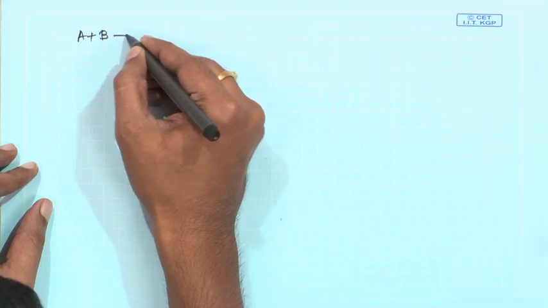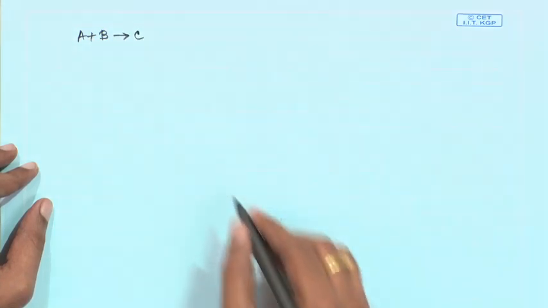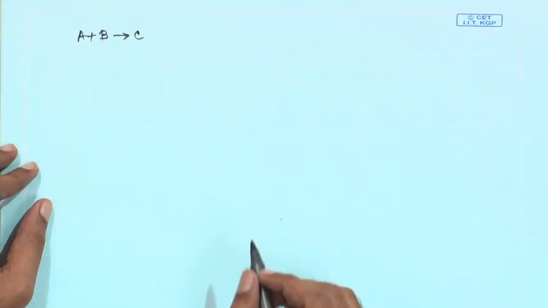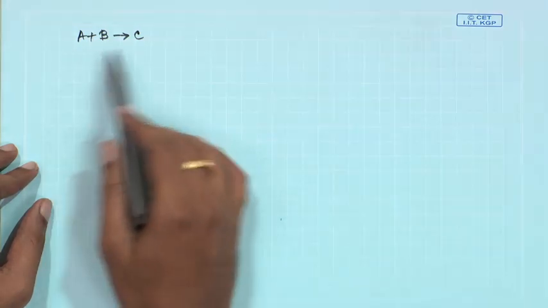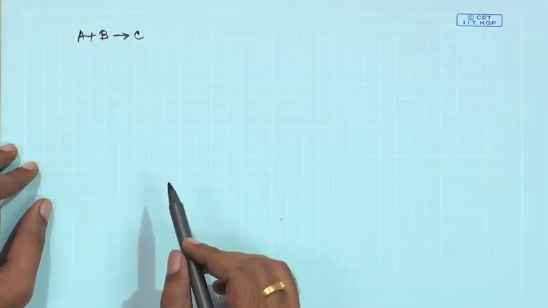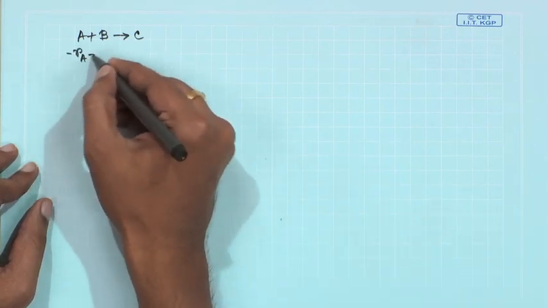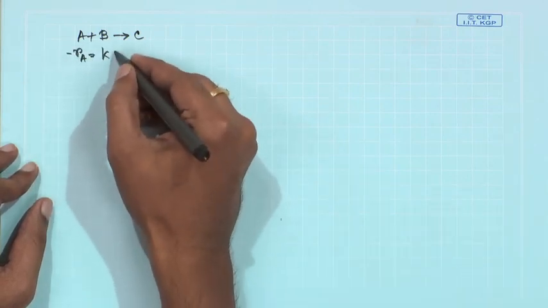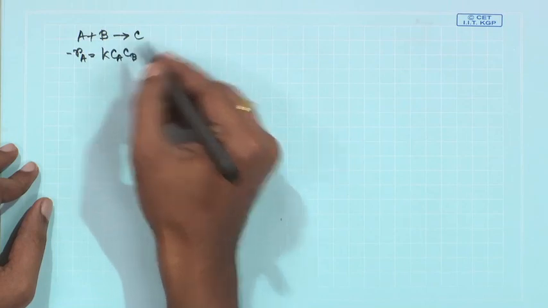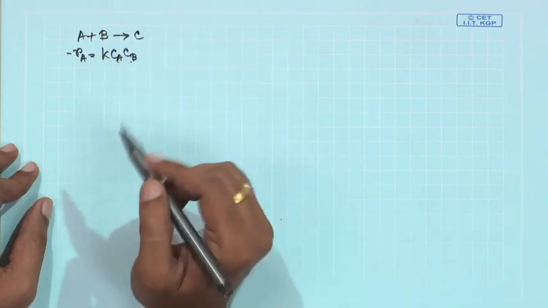We are going to consider this particular liquid phase reaction, and this follows an elementary rate law, which means minus r_A equals k times C_A times C_B. So, both are first order.